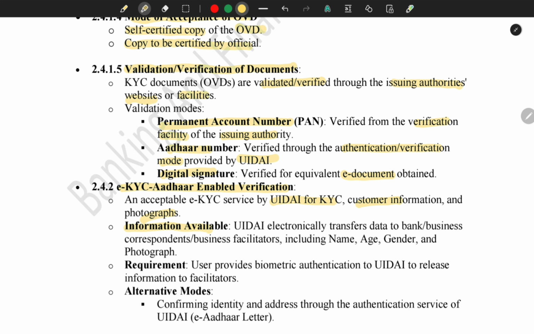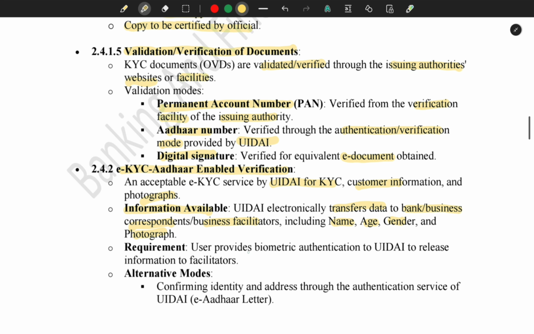What kind of information is available in the eKYC? Name, age, gender, photograph of the customer, and if we want the data, we need to take the permission from the customer, and then it transfers all the data to the bank or the business correspondent or business facilitator who is wanting that data. What's the requirement? The user, like I said, provides the biometric authentication. Without the authentication of the user, one cannot get the data from the UIDAI server.